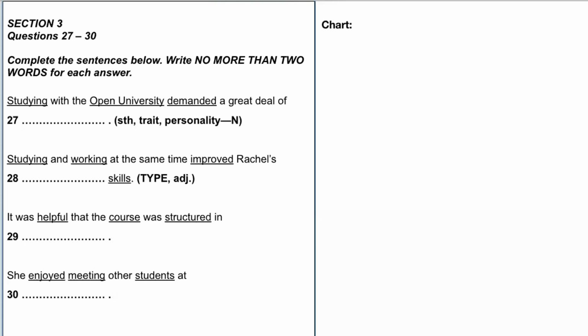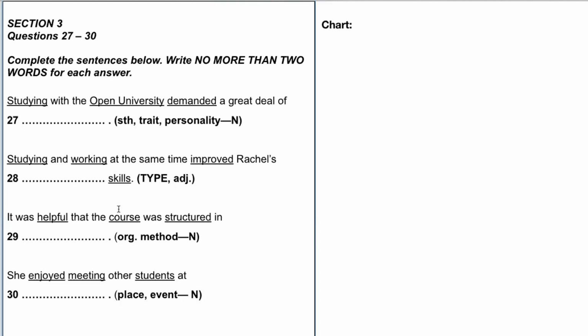It says, it was helpful that the course was structured in, here it's going to be some sort of organization method, how the course is blocked off or how she took the course. In any case, it's going to be a noun again. And then the last question we have is she enjoyed meeting other students at, and this is also going to be another noun. I would say maybe a place or a type of event. Okay, these are probably our two options that are going to be most probable. In any case, we can listen for a noun again.